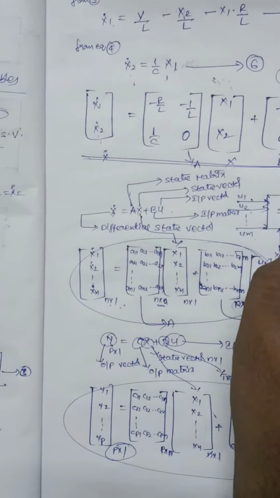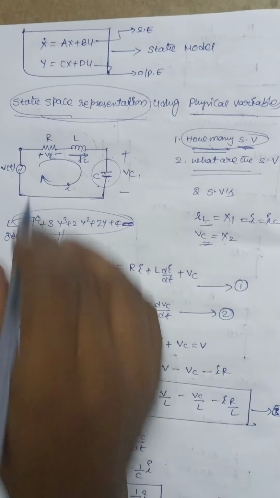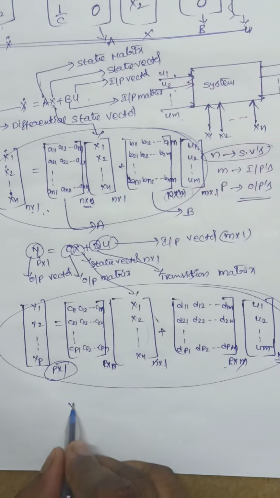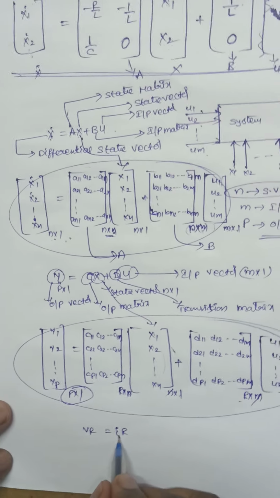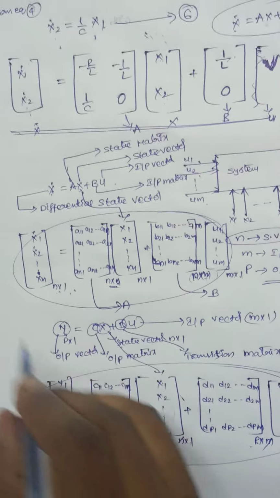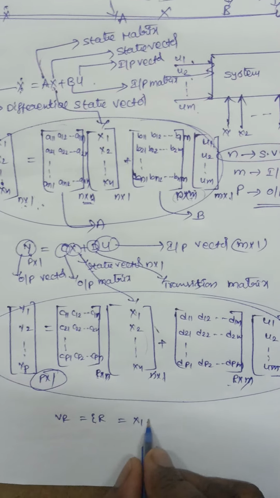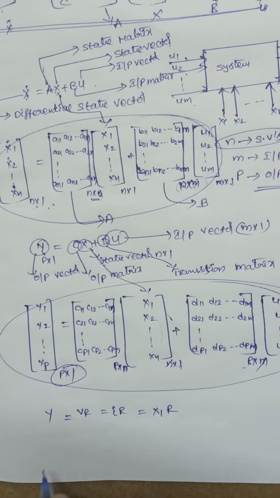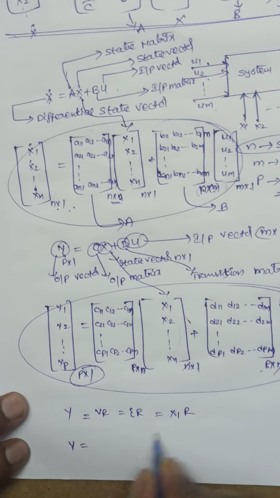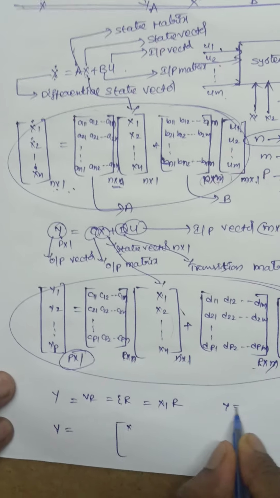Next, the output equation. Suppose here in this diagram the voltage across the resistor is taken as an output VR, then this VR is equal to I into R. So this I is nothing but x1. We already represented this as x1. So it is x1 into R, and this VR is nothing but output y. So y is equal to Cx plus Du.